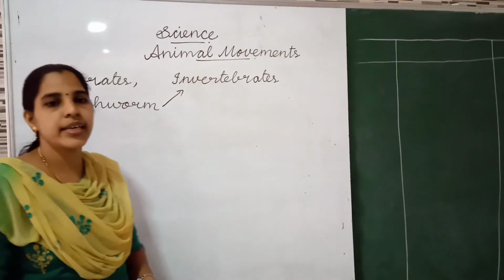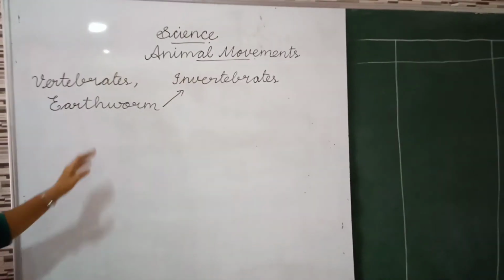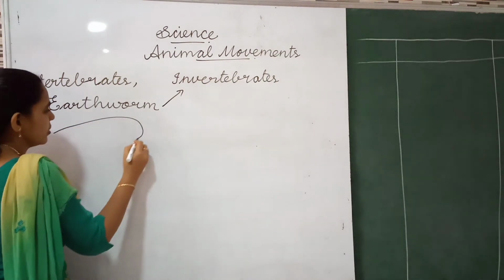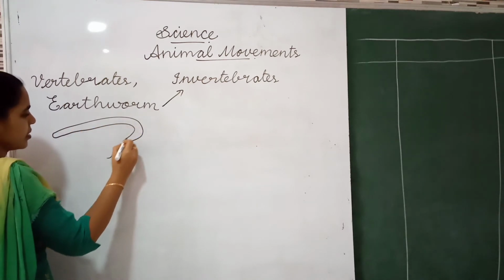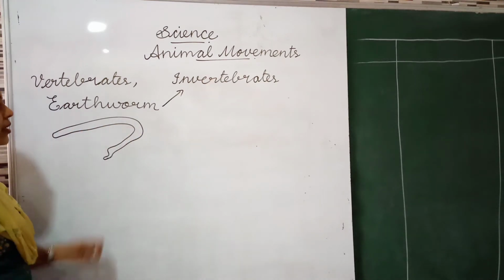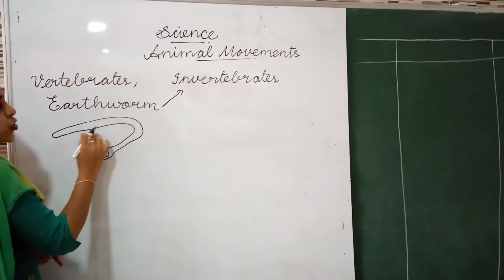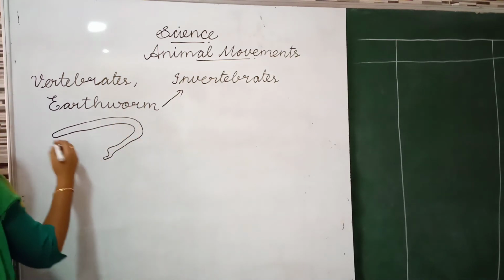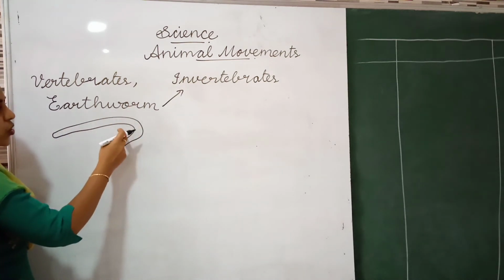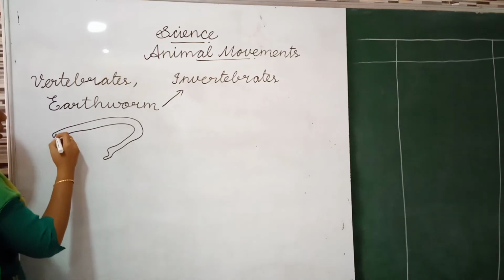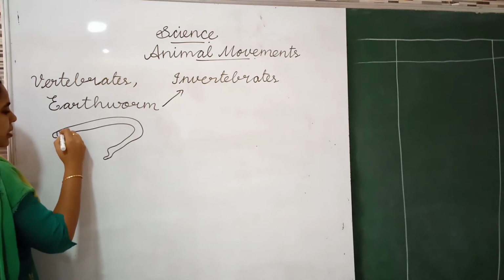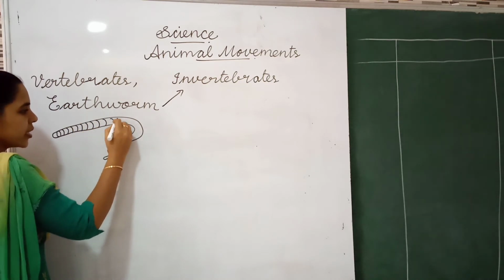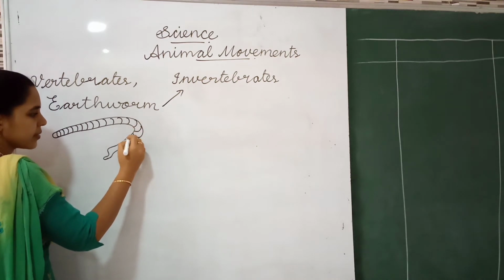What parts are there? Do you know? The earthworm is a tube-like animal. Do you know the picture? See, this is the earthworm. This is the tube-like structure. Next, they are divided into many small parts. They are called segments. Many small tubular parts are there.